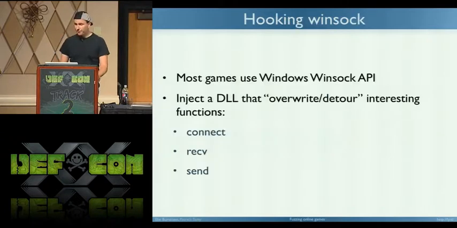Okay. So, hooking WinSock. Most games on Windows use WinSock, the Windows Socket API, which is a standard way to send and receive packets. I have yet to see a game which doesn't use it. Basically there are a couple of functions that you want to overwrite. The first one is connect, which allows you to manipulate where the game connects. The second one is receive, for receiving packets, and the third one is obviously send, for sending packets. These are the 3 functions that you want to hook.